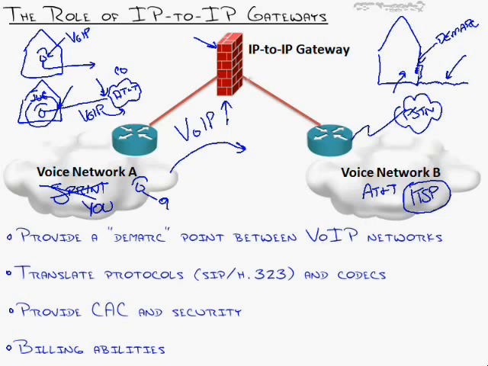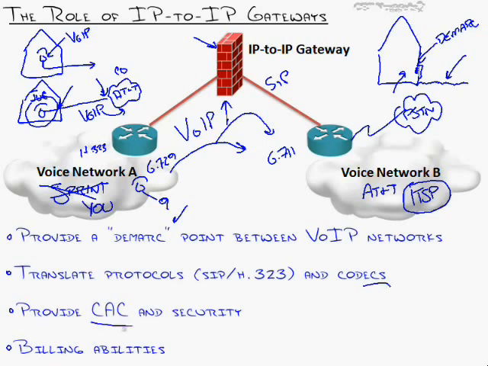But that's where we would need that IP to IP gateway, because your network is not AT&T's network. We have to have this line of responsibility. Now, this IP to IP gateway not only provides a demarc point, it also can translate protocols. For instance, maybe you're using H.323 inside of your network, and the ITSP uses SIP. Well, the IP to IP gateway can translate that. It can also translate codecs, like maybe you're using compressed audio inside of your network, and it needs to become uncompressed as it goes to the ITSP. The IP to IP gateway can transcode between codecs.